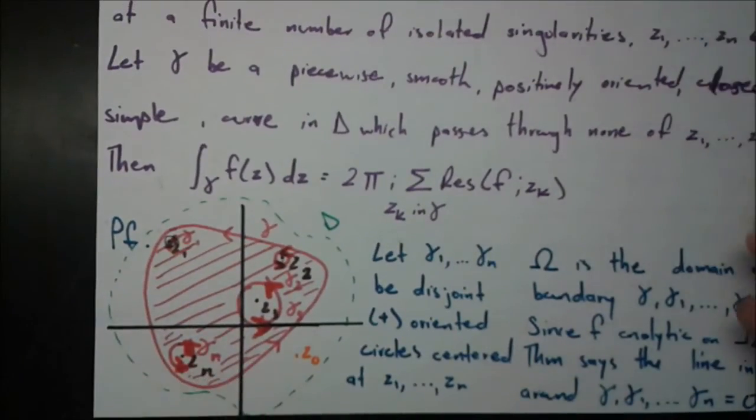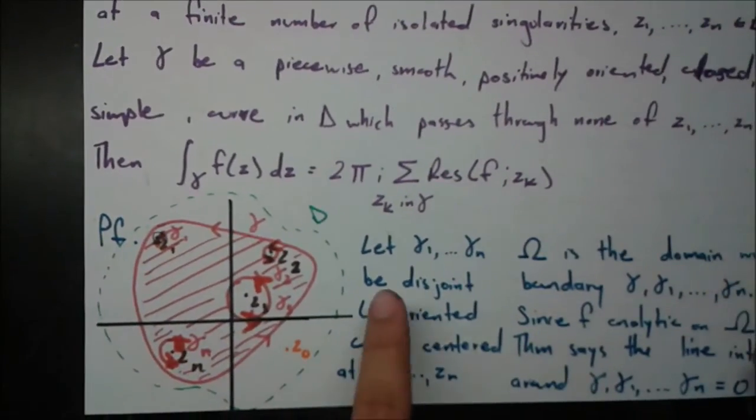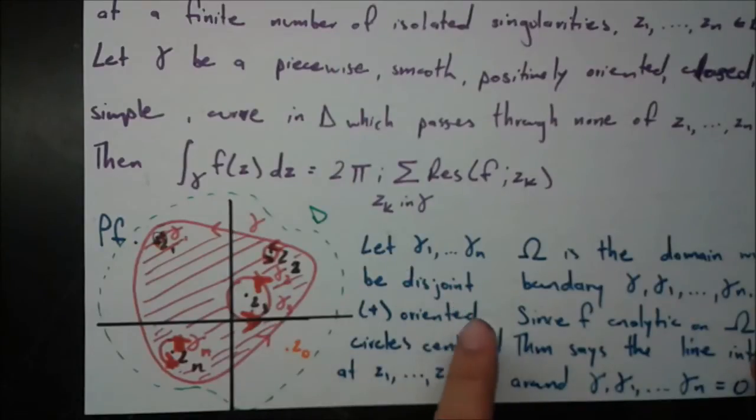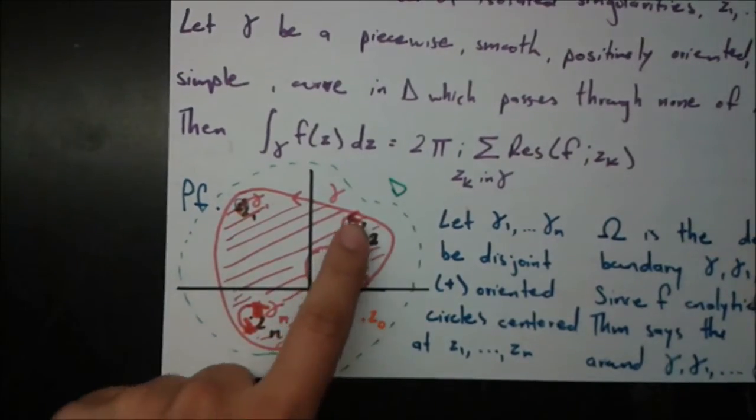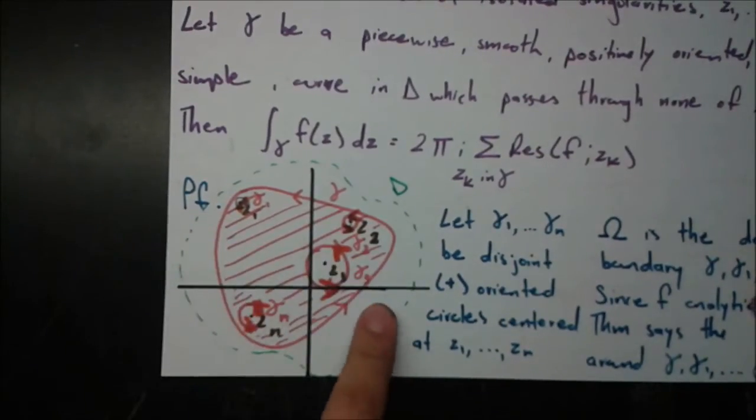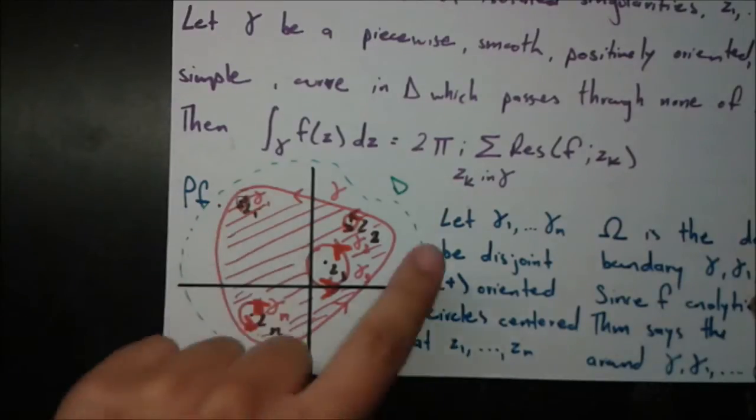So now let's go through a brief proof of this theorem. We start by letting gamma 1 through gamma n be disjoint positively oriented circles centered at z sub 1 through z sub n. So we see that here. We have each of these isolated singularities. Again, z naught doesn't matter, so we don't care about it. And I've drawn a little circle around each one.